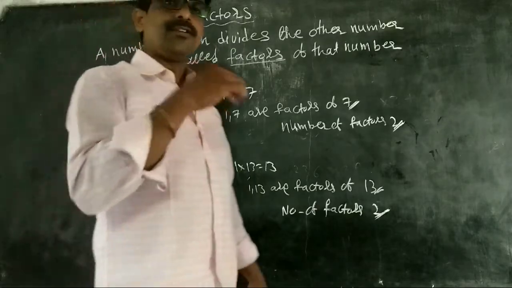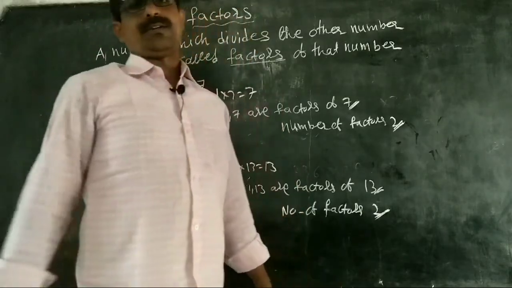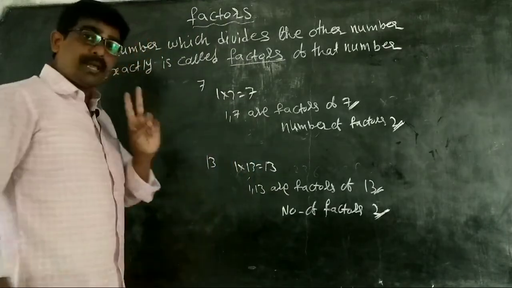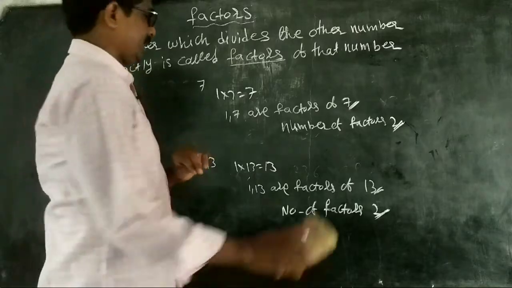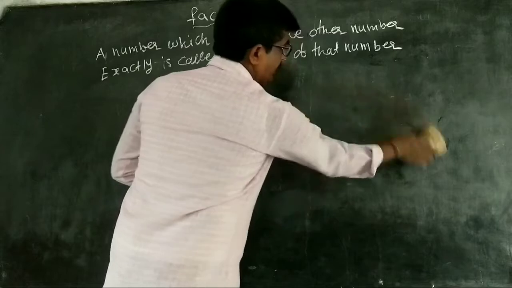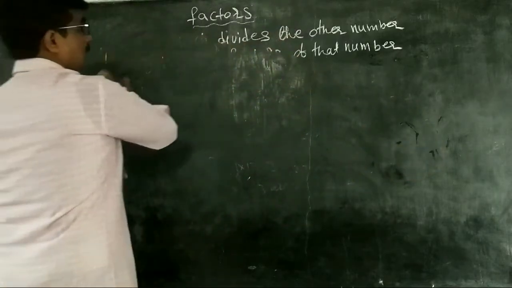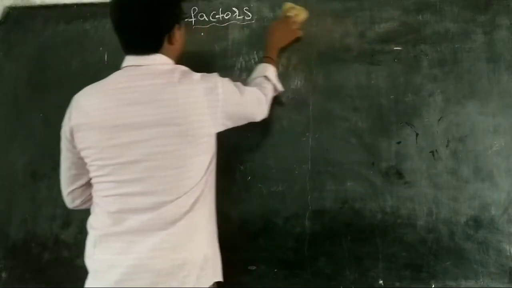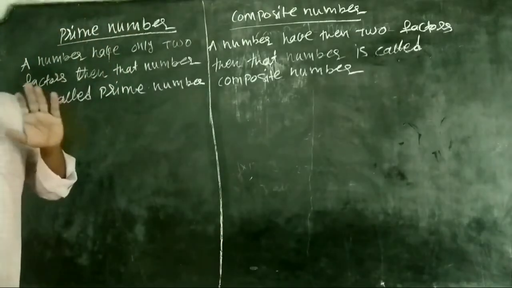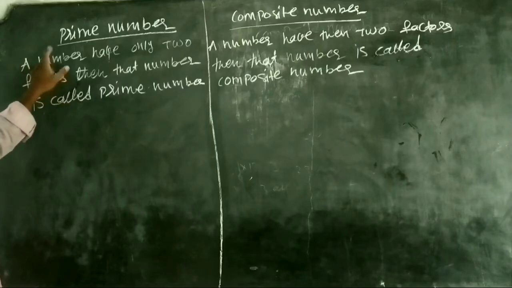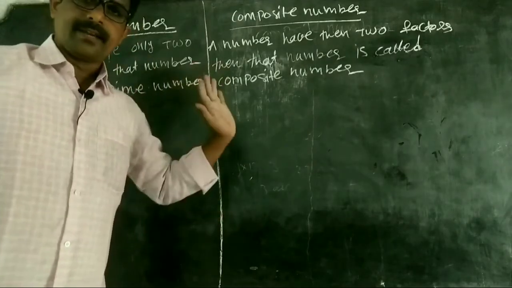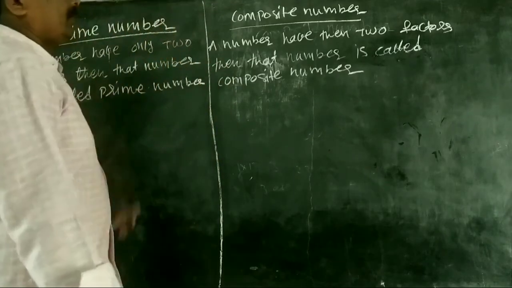Now we introduce the prime number concept. What is a prime number? A number that has only 2 factors, 1 and itself, is called a prime number. Simple concept. Already we know what factors are.